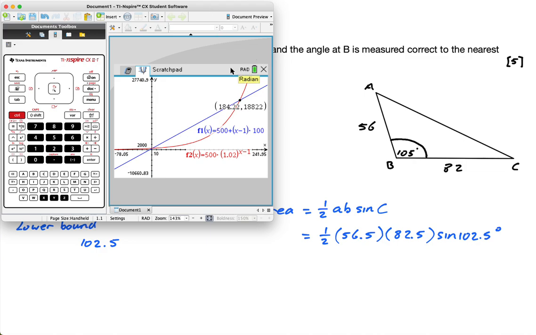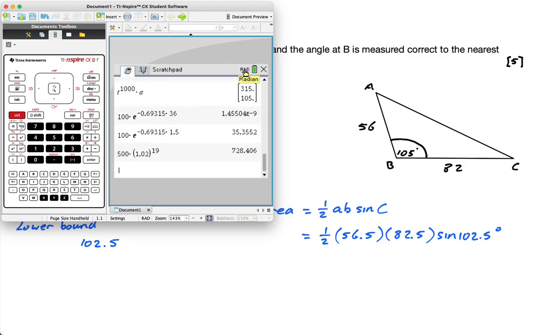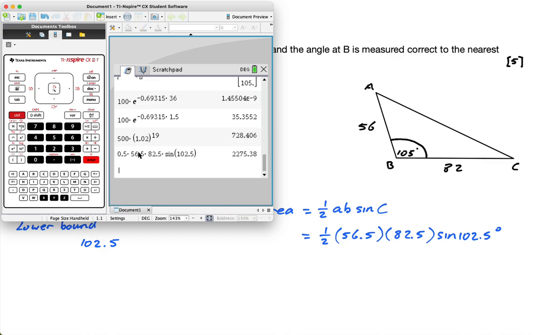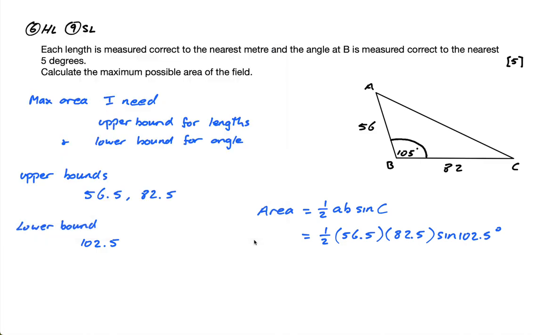Just make sure your calculator, especially guys if you're in HL or SL, you're always in degrees, but if you're in HL, you do need to know what a radian is. So we're in degrees. So I'm going to do a half, which is 0.5, times 56.5, times 82.5, times sine 102.5. This gives me 2275.38. And these lengths are meters, so this has to be meters squared.